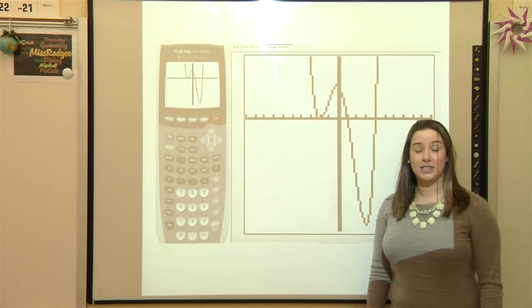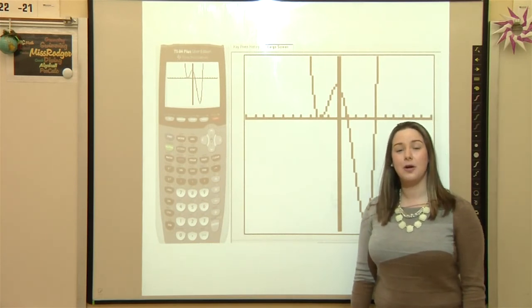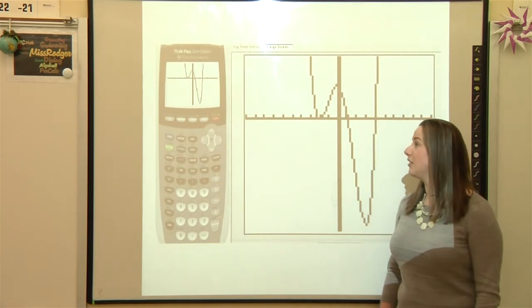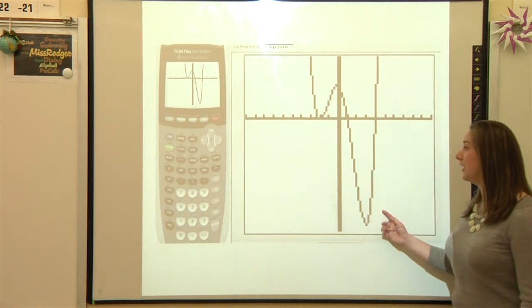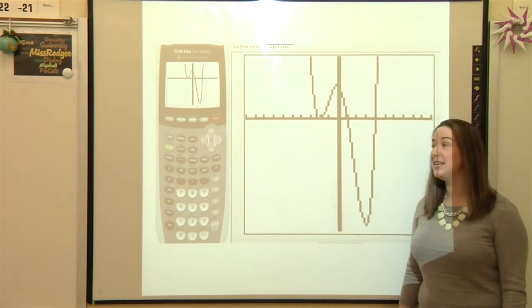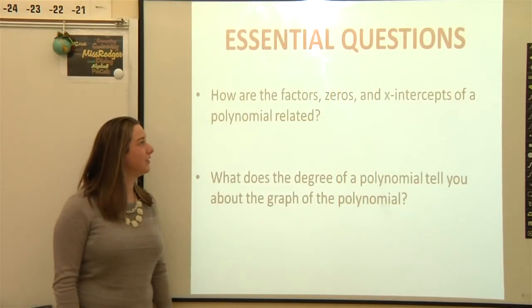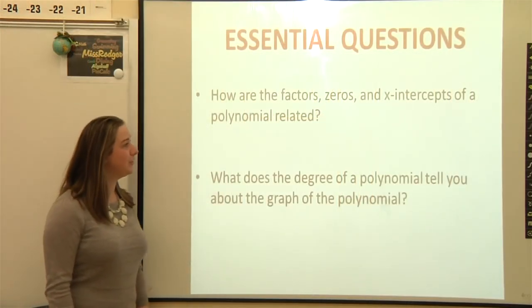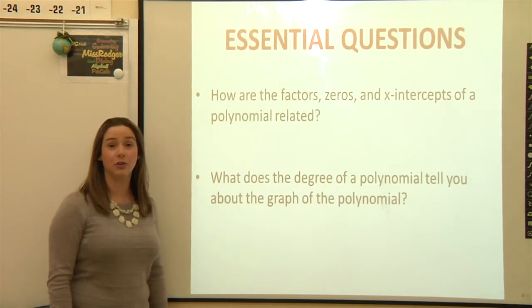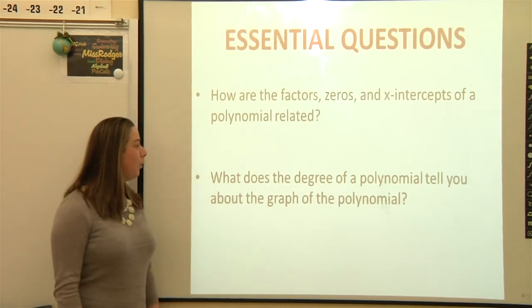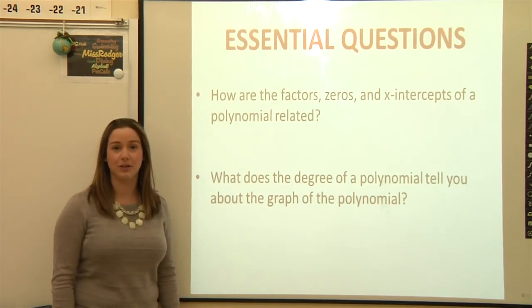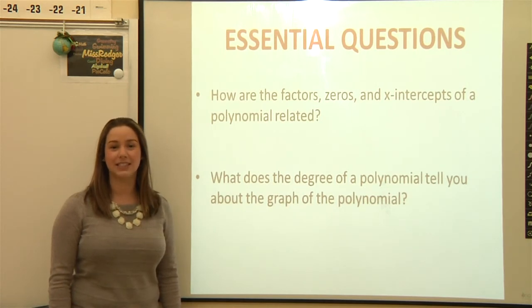We want to think about what this looks like on our graphing calculator and help us confirm what we've already sketched. So when we use our graphing calculator, this is our visual, and it does look the same as what we just sketched. The essential questions for today's lesson: how are the factors, zeros, and x-intercepts of a polynomial related? What does the degree of a polynomial tell you about the graph of a polynomial? Think about these questions tonight, and we're going to discuss these as we explore polynomials in more depth tomorrow.